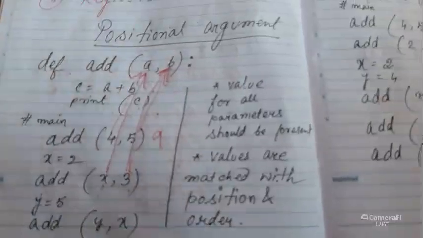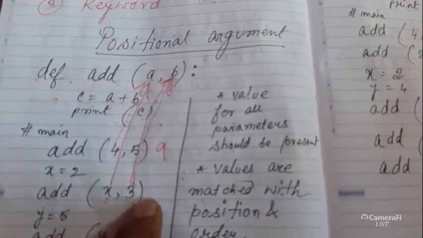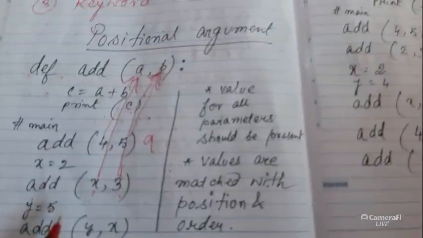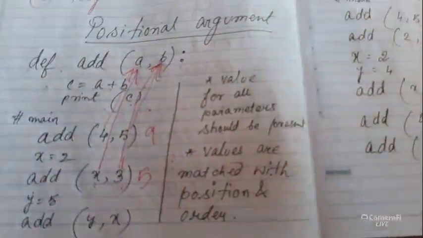This is called positional argument. x will go to the first position because it is mentioned first. 3 will go to the second position. So ultimately what will come? That means 2 plus 3, so for this the value will be 5.